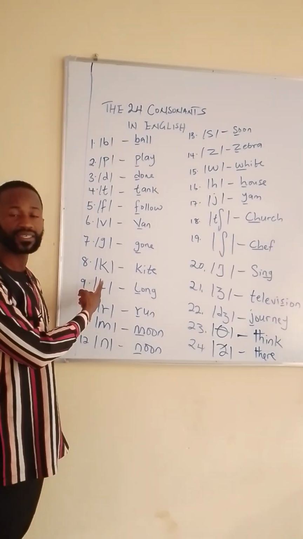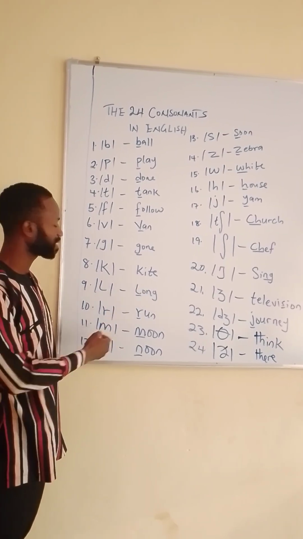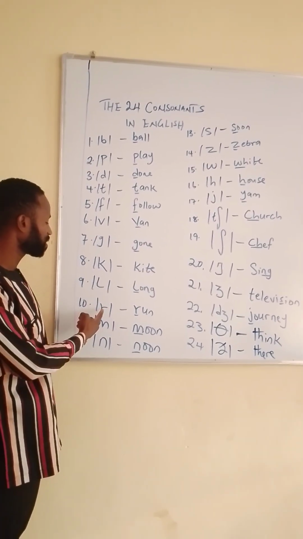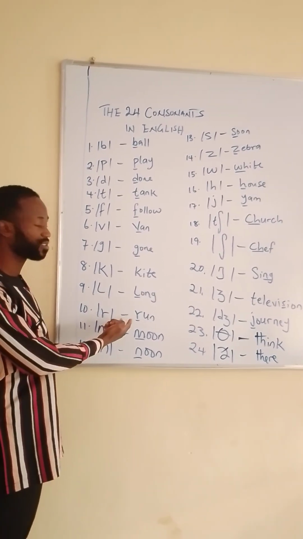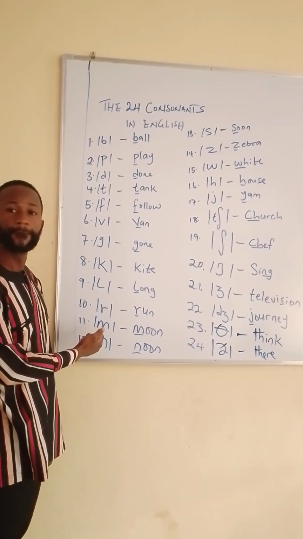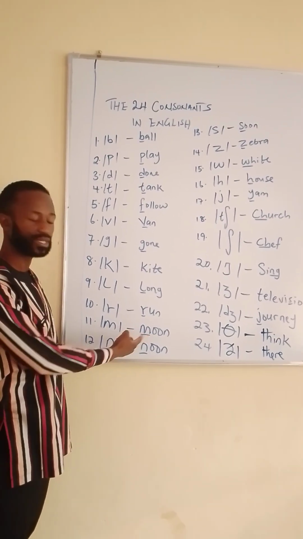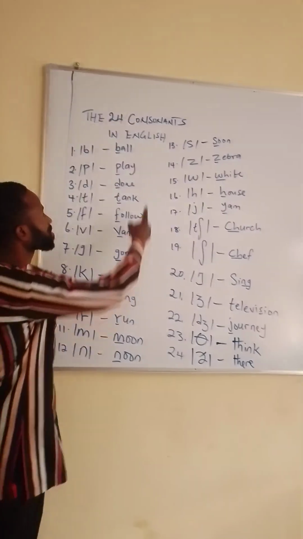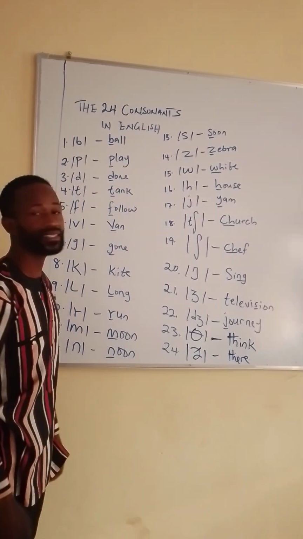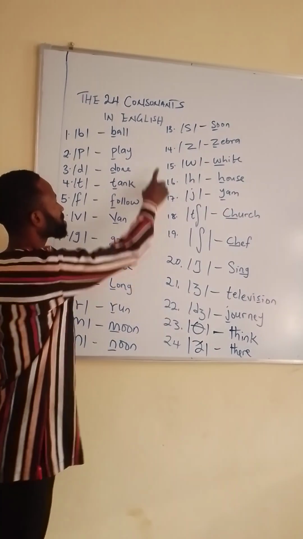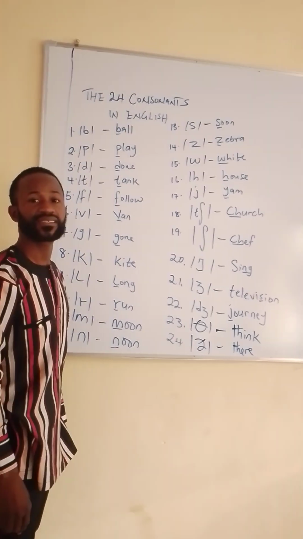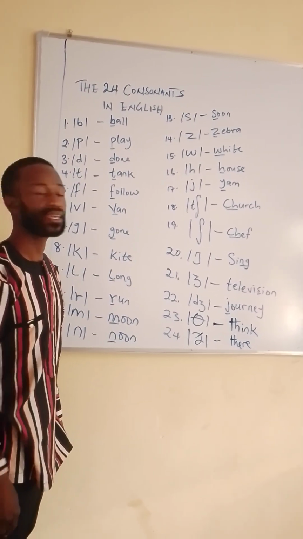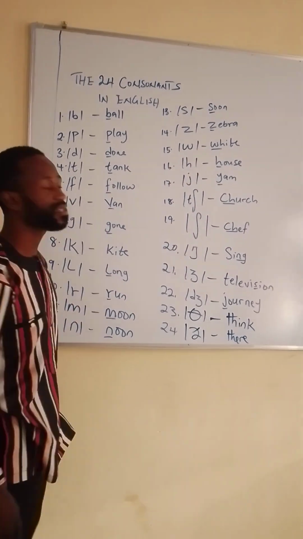Next, k in kite. Next, in long. Next, r in run. Next, in moon. Next, in noon. Next, s in soon. Next, z in zebra. Next, w in white.